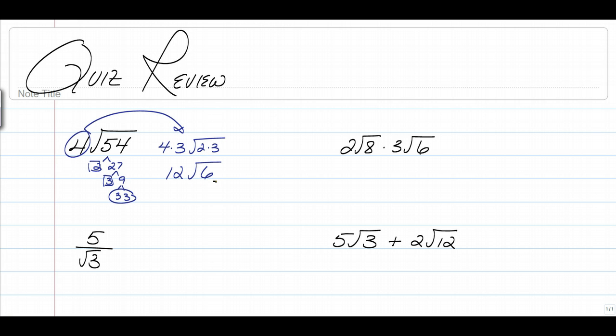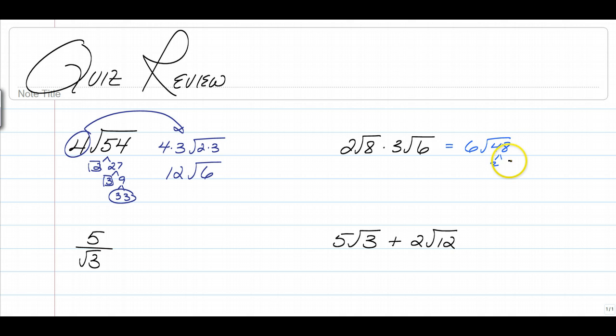Remember, I showed you in class how you can type both of those, the original and your simplified answer, in your calculator. It'll give you the same decimal. When you're multiplying, it is allowed to multiply the outsides. So 2 times 3 is 6. And the insides. 8 times 6 is 48.